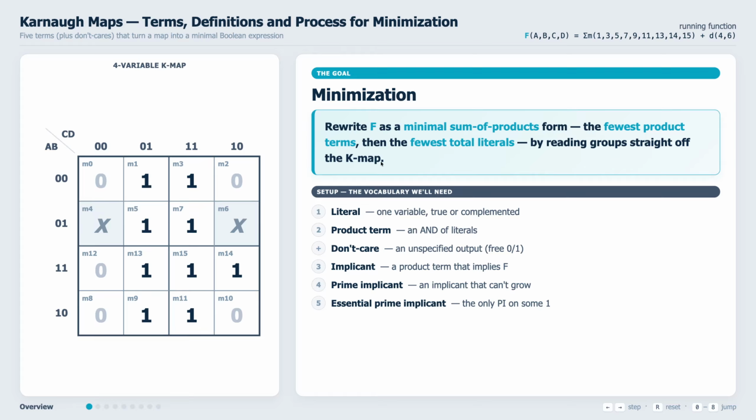Okay, so let's get set up with the terms that we'll need. First of all, we need to know what a literal is, and then we'll go through this list of product term, don't cares, that'll be a new thing, implicants, prime implicants, and essential prime implicants. When we go through this setup, at the end, we're just identifying essential prime implicants, and that turns out to be the minimization. All right, so let's get started.